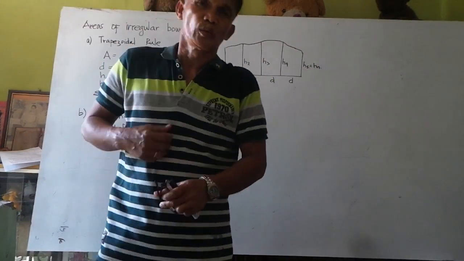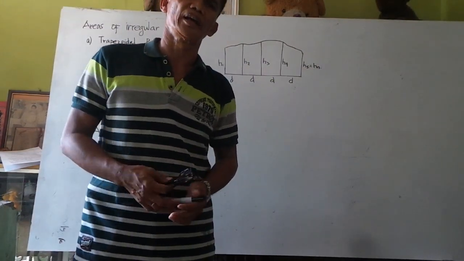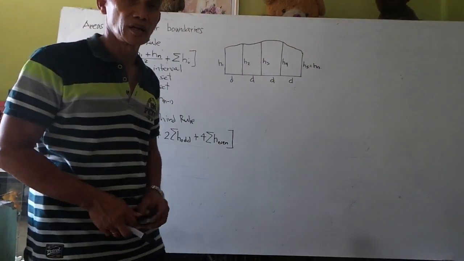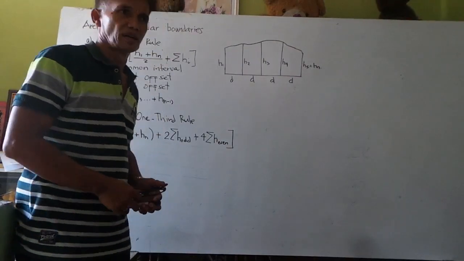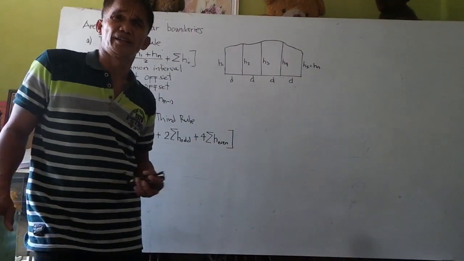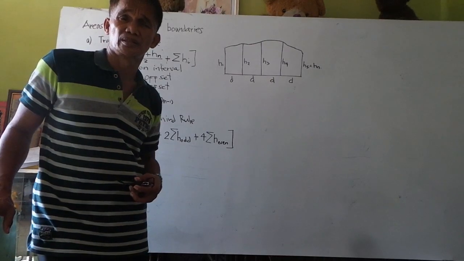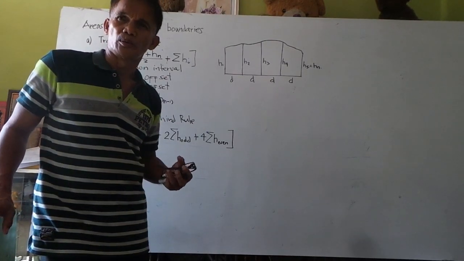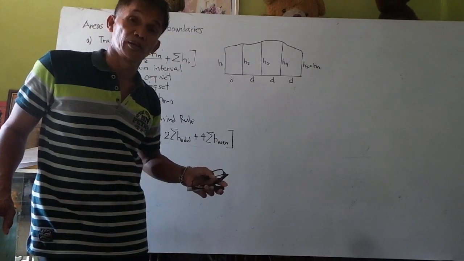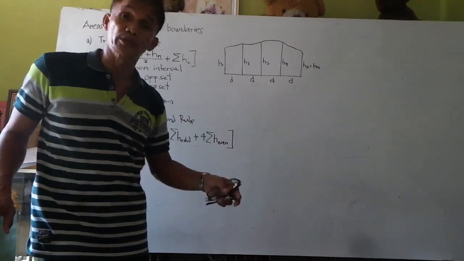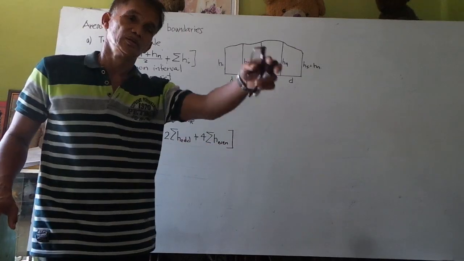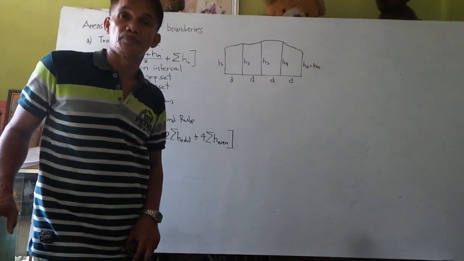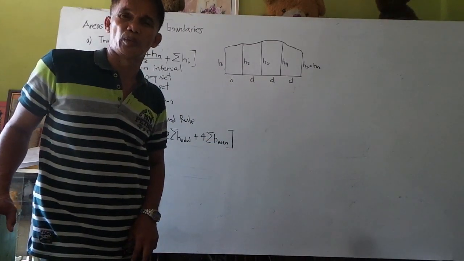Okay, class, we'll now learn how to solve an area with irregular boundaries. Where can you find areas with irregular boundaries? This is the area bounded, most of the time, by rivers, brooks, and bodies of water. They are a bit different from one another, so it will become an irregular boundary.